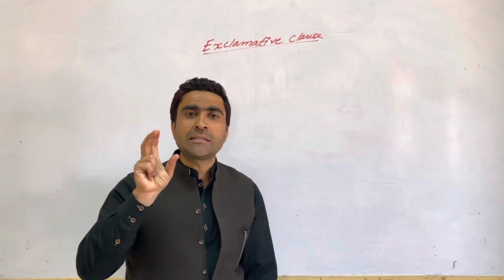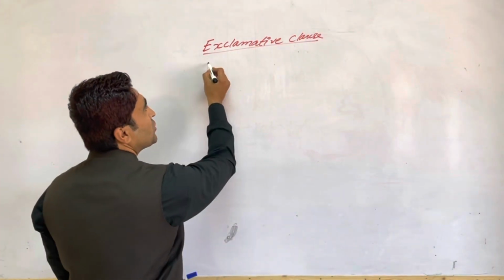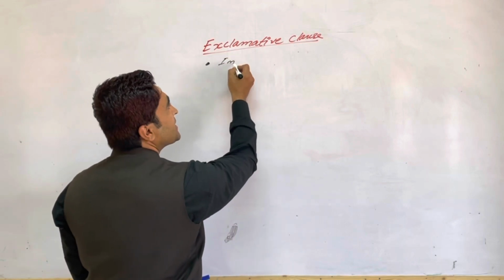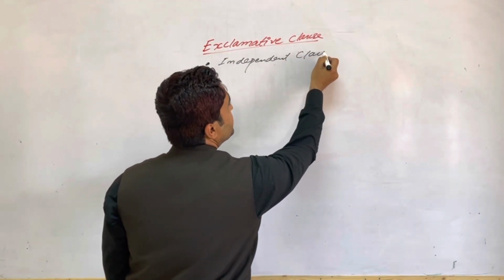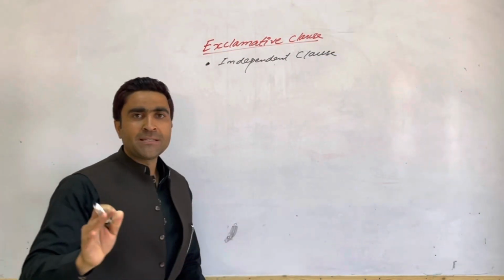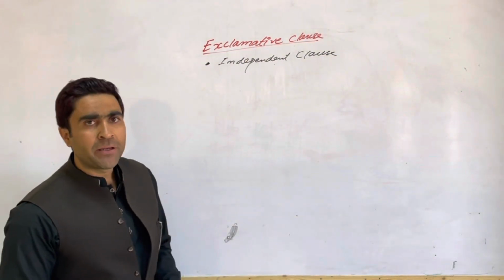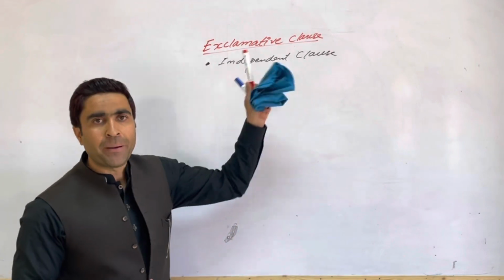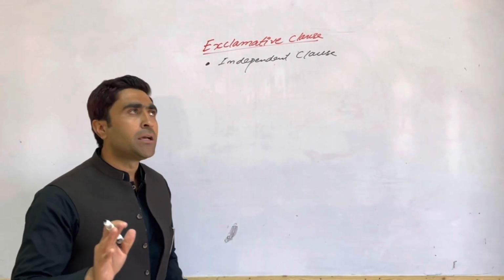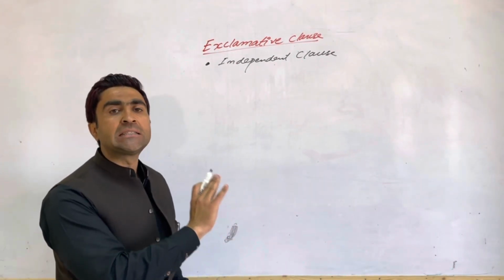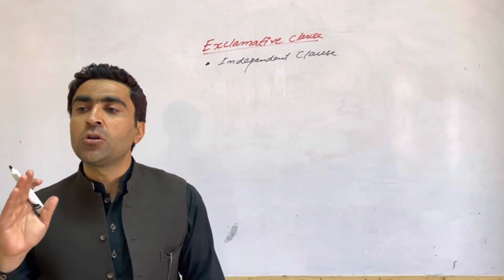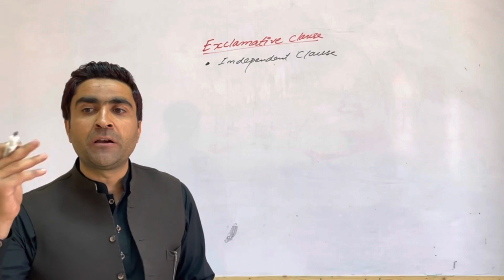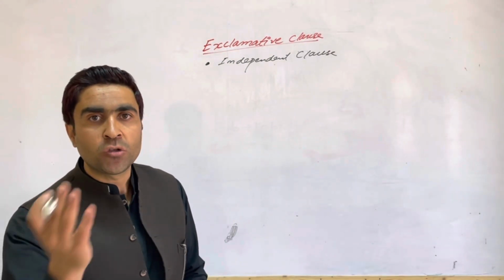Exclamative sentences, मुख्तसर मैं आप लोगों को ये बता दूं कि exclamative sentences, or exclamative clause, is an independent clause. The first thing about exclamative clause is that it is an independent clause. It means that an exclamative sentence does not depend on, it is not subservient to another clause to complete its meaning.